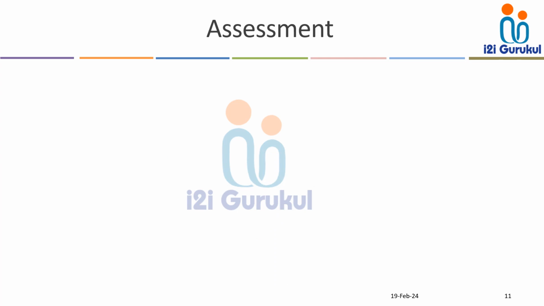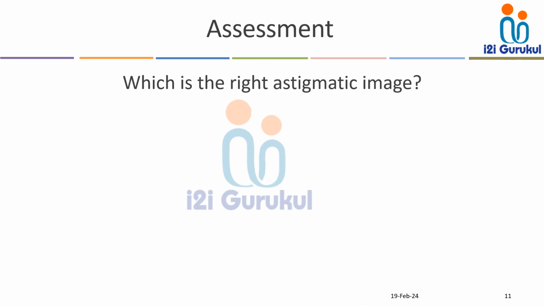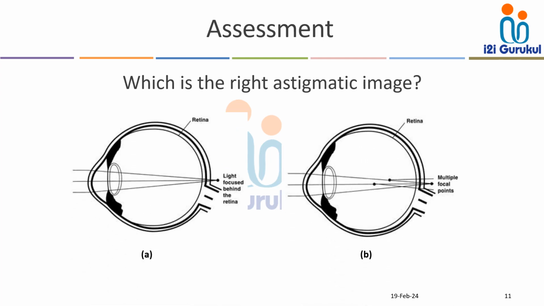Moving towards the assessment, a quick assessment here. Which is the right astigmatic image in these two? The correct answer is B. In the first image, the light rays are focused behind the retina with a single focal point, when the accommodation is at rest.